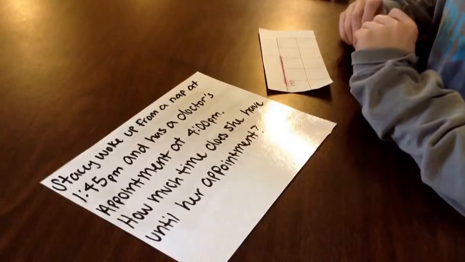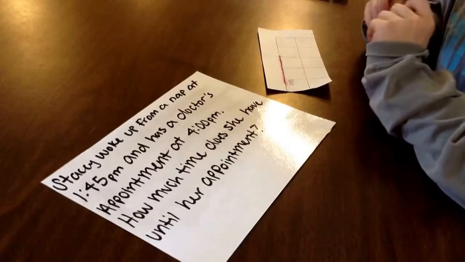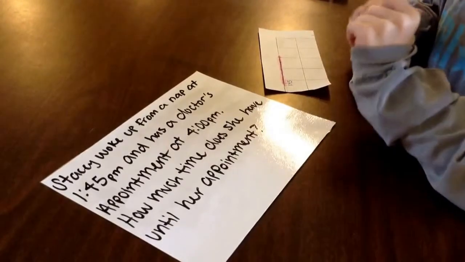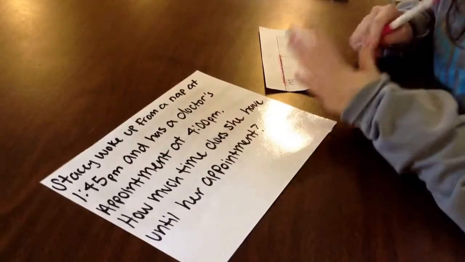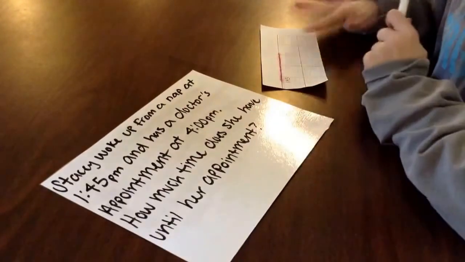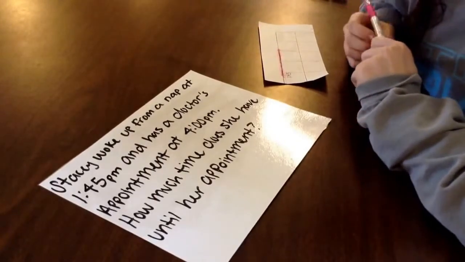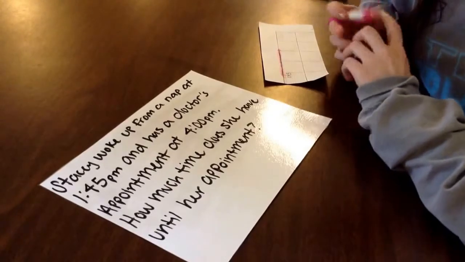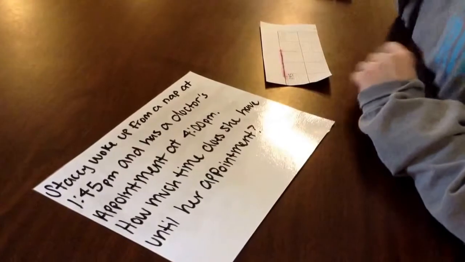For my video demonstration number 2, we're going to be regrouping base 60 using graph paper to represent a linear model. This would be at a 3rd grade level, and we'll get started by reading the question. Stacy woke up from a nap at 1:45 p.m. and has a doctor's appointment at 4 o'clock p.m. How much time does she have until her appointment?